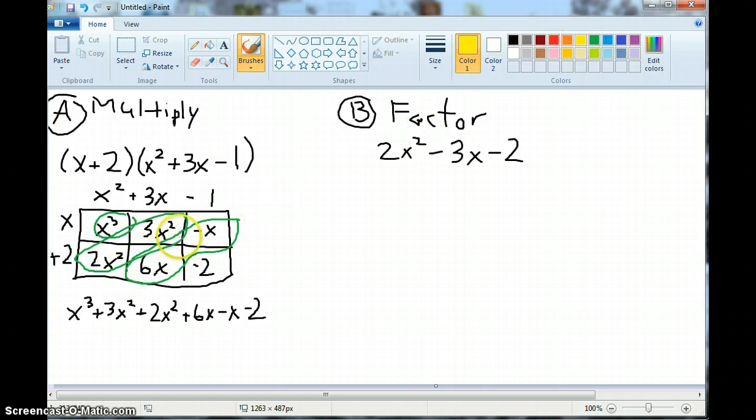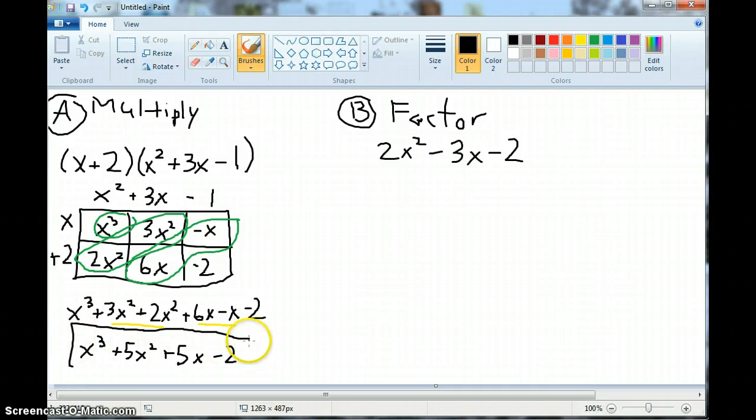So things that are in common are right here and right here. So I'm going to get x to the third power plus 5x squared plus 5x minus 2. And there is your solution. So when you multiply those two things together, you get this as your answer. And it's one of those fundamental things that we really need to be able to do to do most things in advanced algebra.